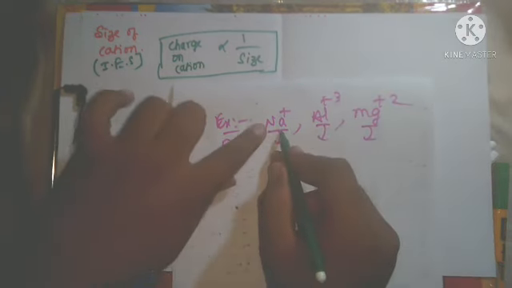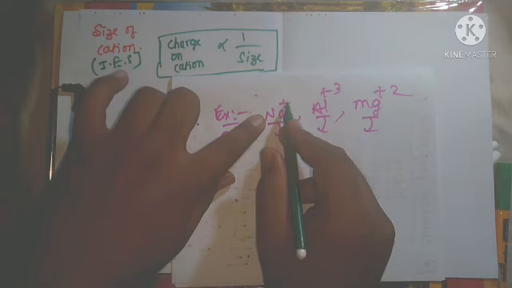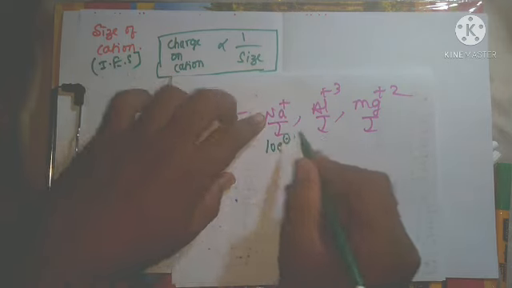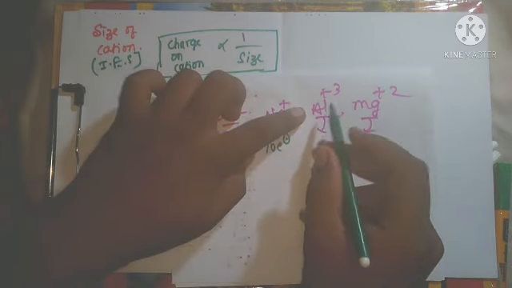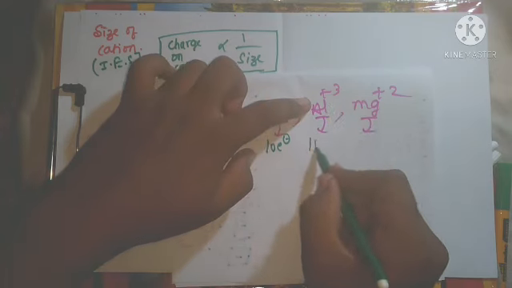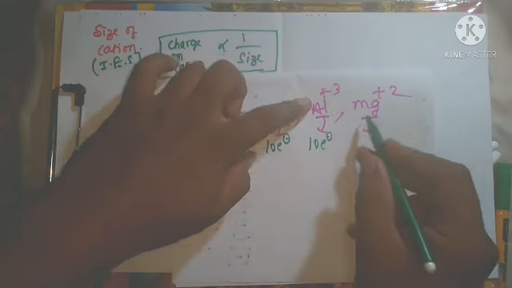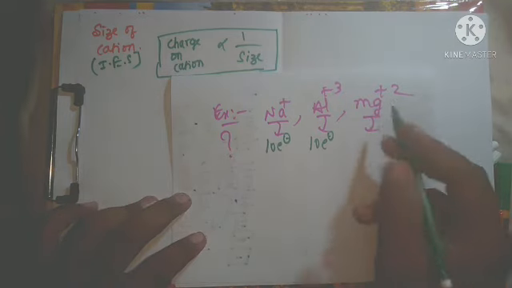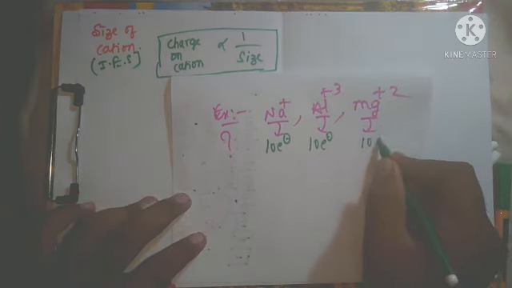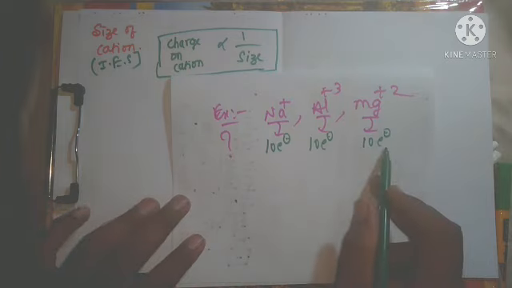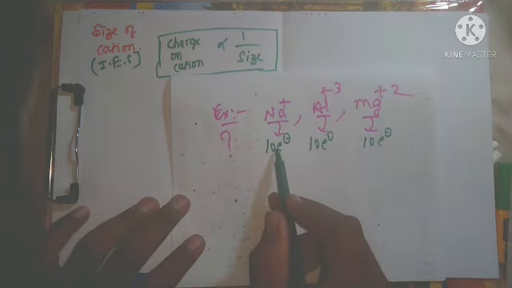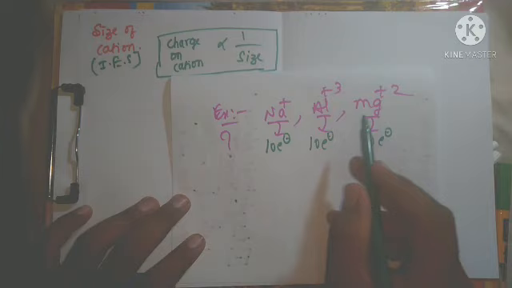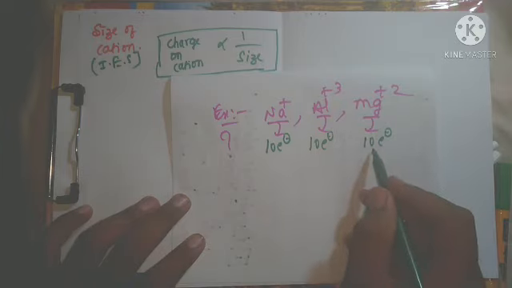Na atomic number is 11, plus 1 means remove 1 electron. How many electrons are there? 10 electrons. Aluminium atomic number is 13, plus 3 means remove 3 electrons. Then the number of electrons left is 10. Mg atomic number 12, plus 2 means remove 2 electrons. How many electrons are left? 10. Now all are isoelectronic, because here Na+ has 10 electrons, Al+3 has 10 electrons, Mg+2 also has 10 electrons.